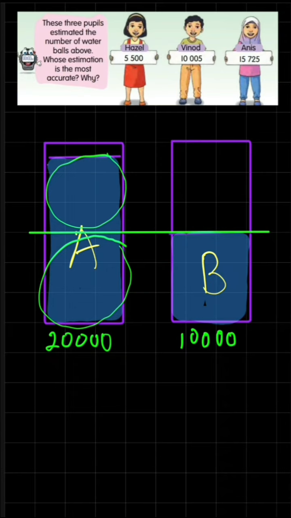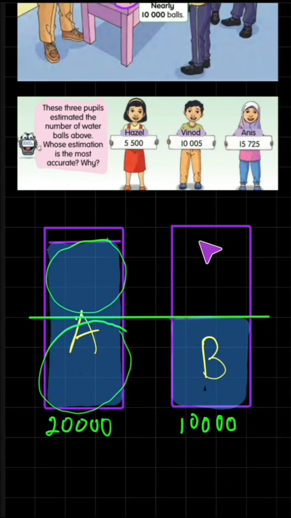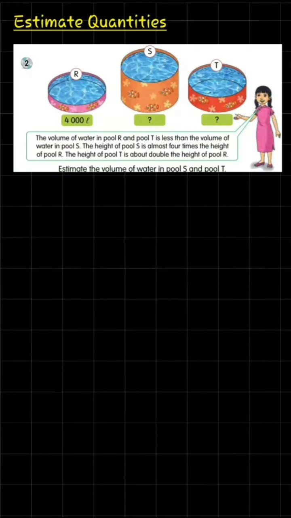So, what do you think? Whose estimation is the most accurate? Yes, the most accurate is Vinod, whose estimation is 10,005 water balls. Why? Because the quantity of water balls in jar B is about half of the quantity in jar A. Now we go to example number 2.